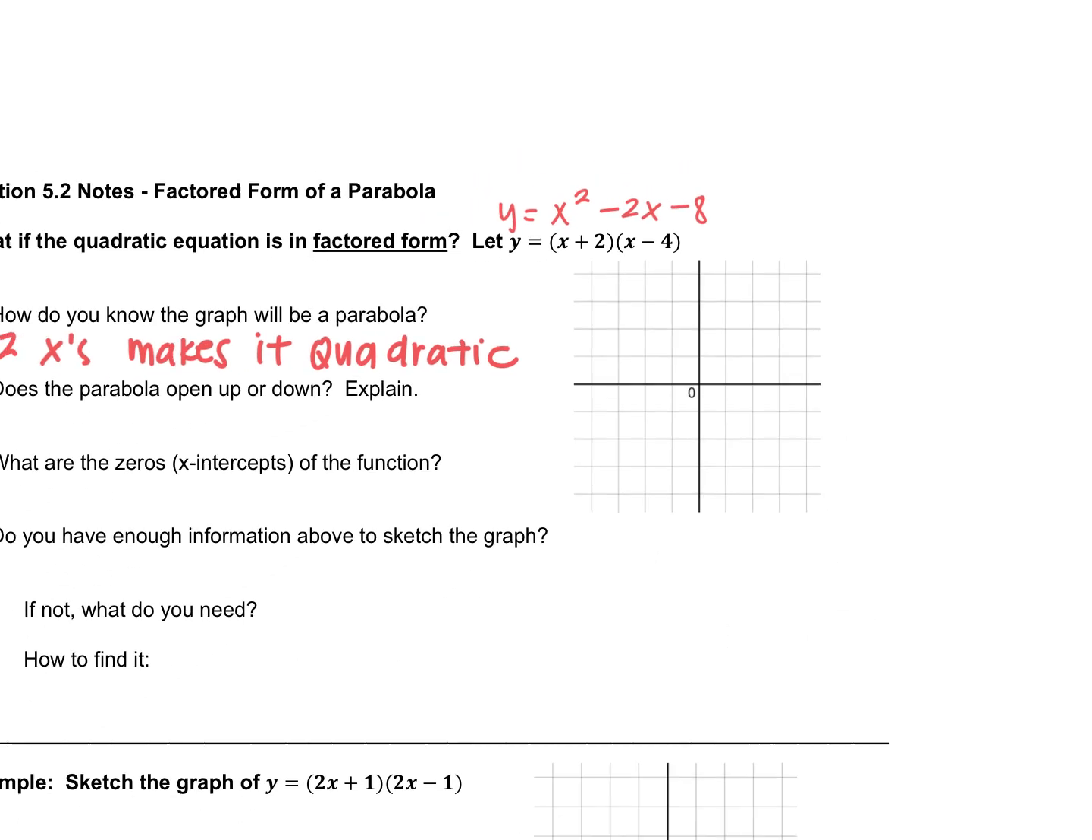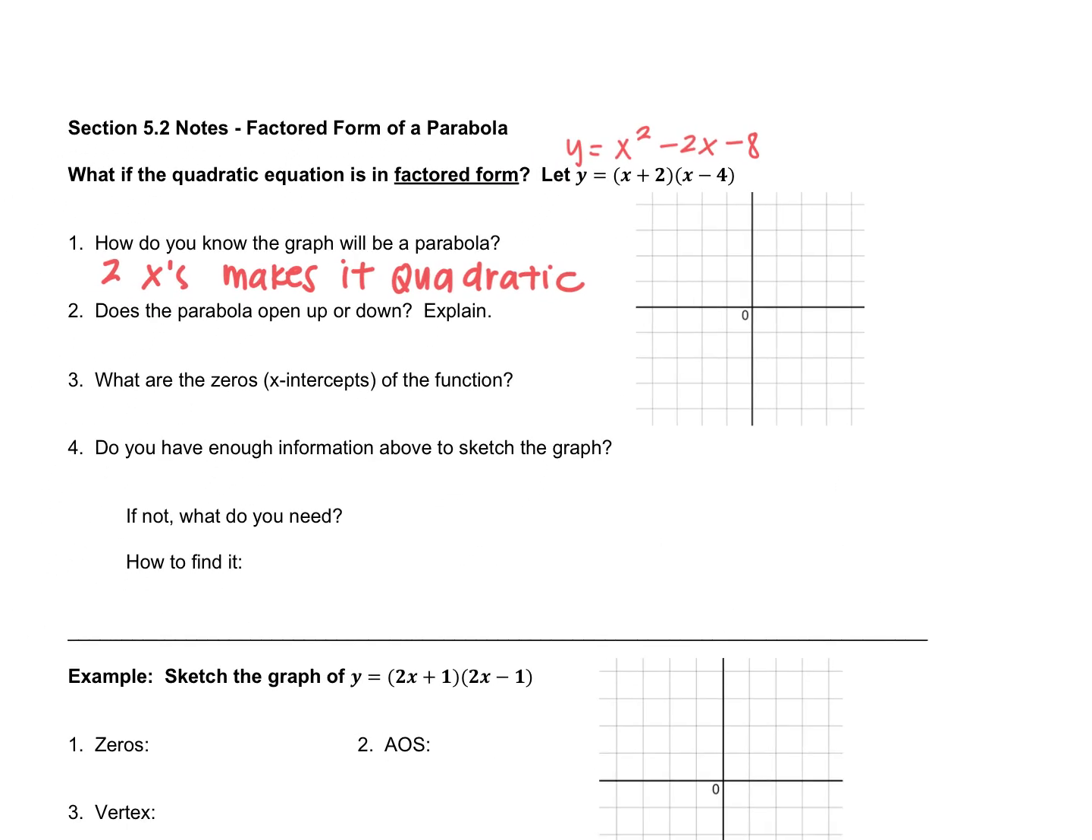And so when I look at it in that form, I can tell that my a is positive, right? Now, you can tell that also by looking at the factors and just knowing when you multiply those 2 x's together, they're both positive. And so it would be a positive a. So does the parabola open up or down? It opens up, because a is greater than 0. It's positive.